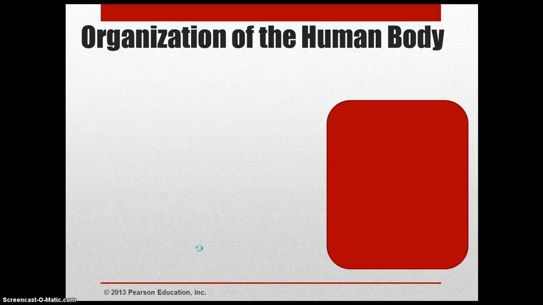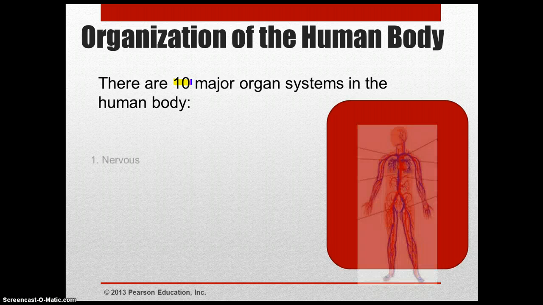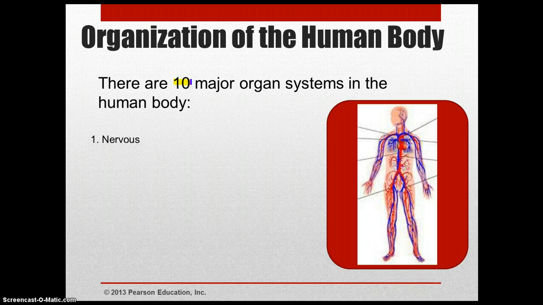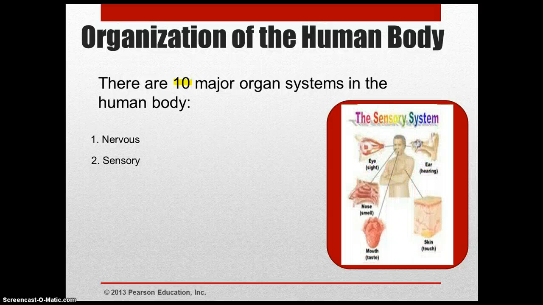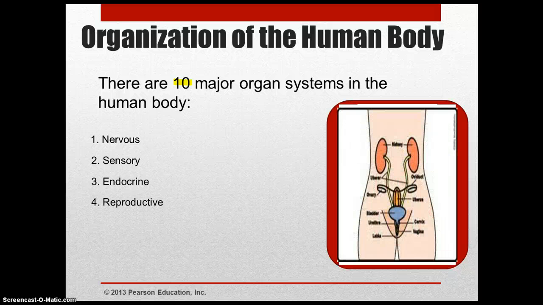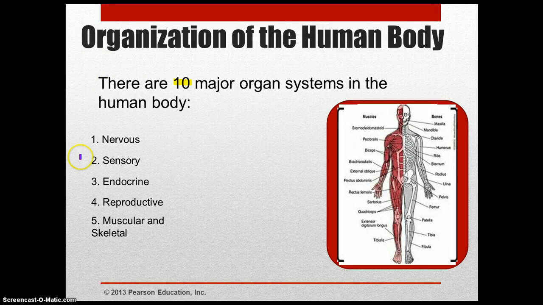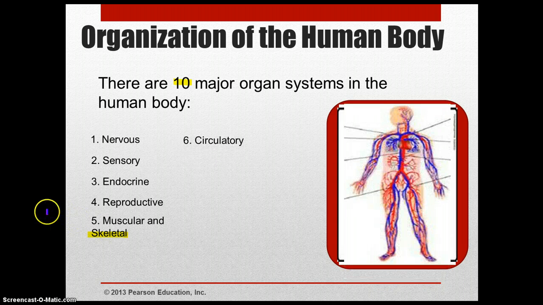And we have 10 major organ systems in our bodies. The first of which is our nervous system. Second, we have the sensory system. Third is our endocrine system. Fourth is the reproductive system. Fifth, we have the muscular and skeletal system. Sixth, we have the circulatory system.